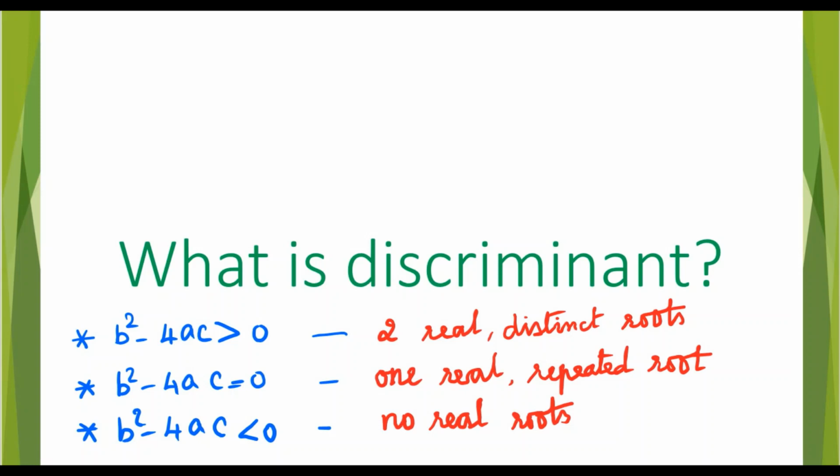Actually, the solution is nothing but the quadratic and the line intersecting point. In the first case, it intersects at two places, so it will have two real distinct roots. In the second case, b square minus 4ac is 0, the quadratic touches the line, so the line acts as a tangent. In the third case, the quadratic will not cross the line, so no real root.